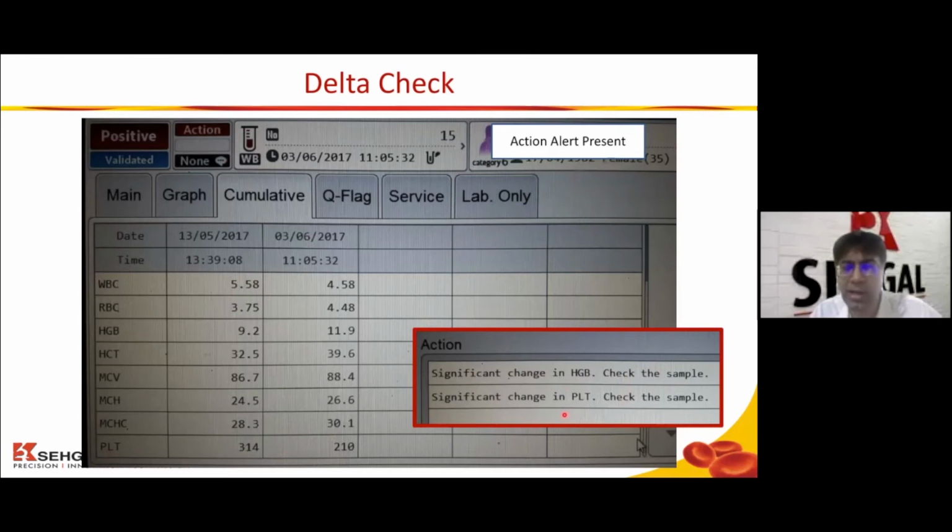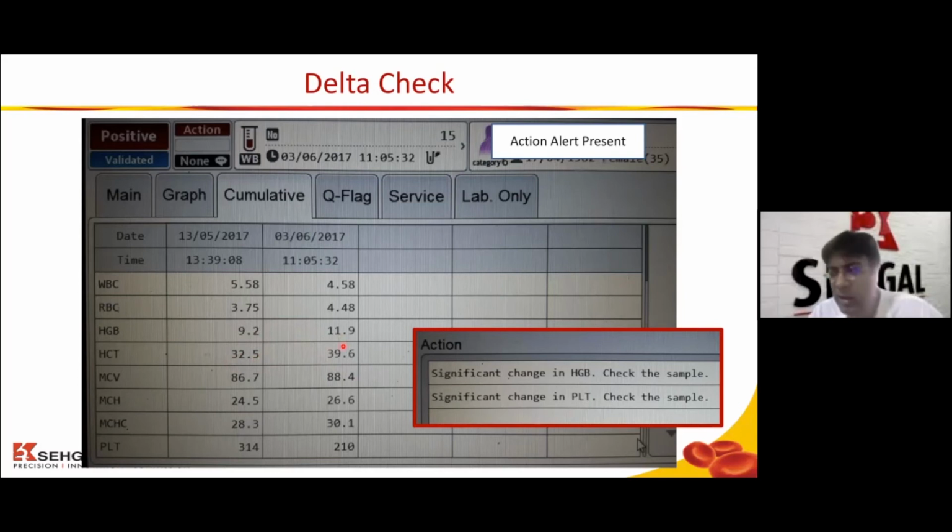So this way one can use a delta check or an action alert, on your middleware or on your LIS, to highlight to the lab that between the previous run and this run, there's a difference. Now, is it clinically different? You may go back to the history and you may realize, okay, either the patient was given hematinics, or was treated, and now it has improved, which is a good sign. But it at least gives you an action alert that there is a gross difference.